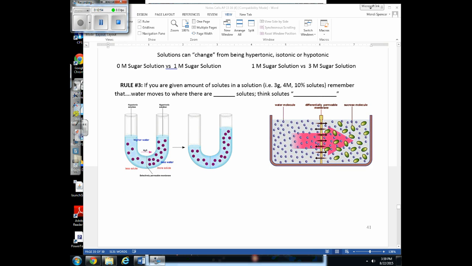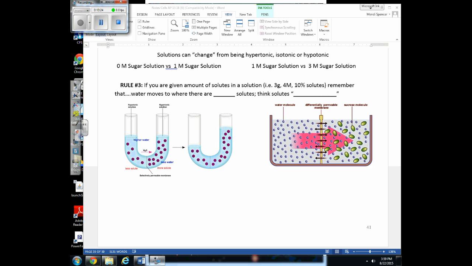Now, one thing that I want to note is that if we term a solution as being a hypertonic solution, that label isn't stuck to that solution forever. It's a comparative term. So if I say that I'm short, I'm going to be short compared to most of my students. But I'm not always short, because if you can compare me to a preschooler, then I'm going to be tall.